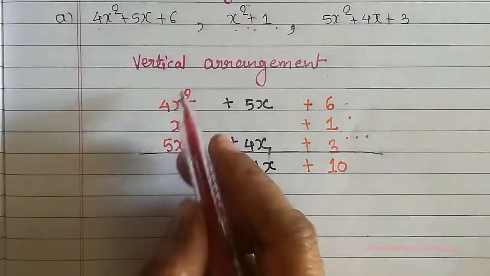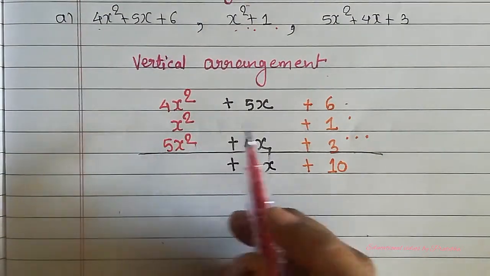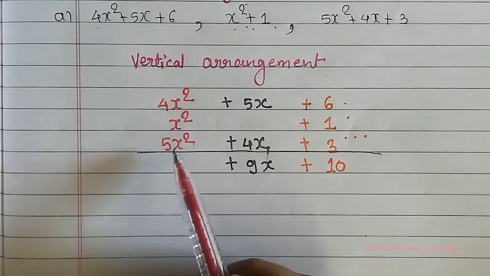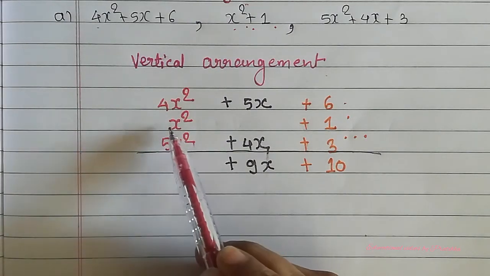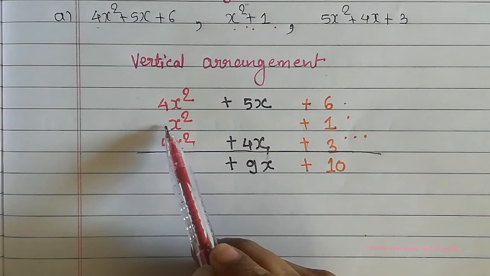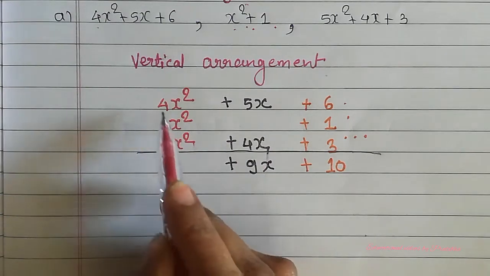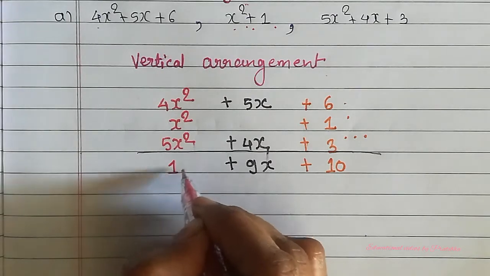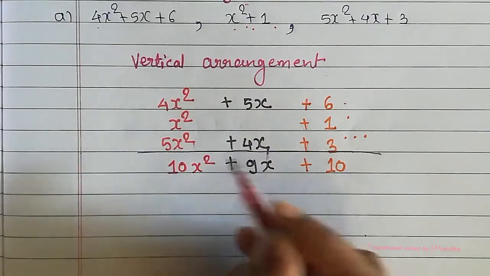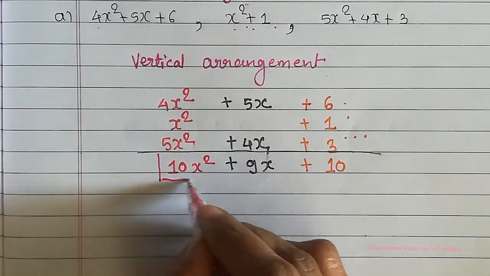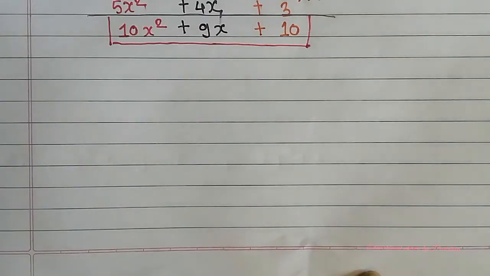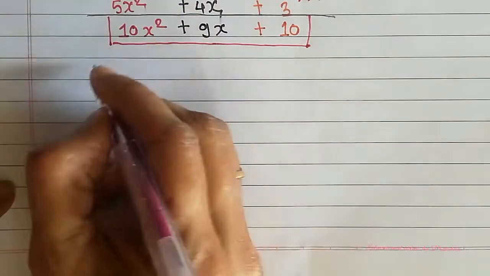Now let us add the terms with x square power. For power 2 there are 3 terms. 4, here nothing is mentioned, means coefficient is 1, and 5. 4 plus 1, 5. 5 plus 5, 10. So here it will be 10x square. So this is our answer, 10x square plus 9x plus 10. Now let us solve the same question with horizontal arrangement.